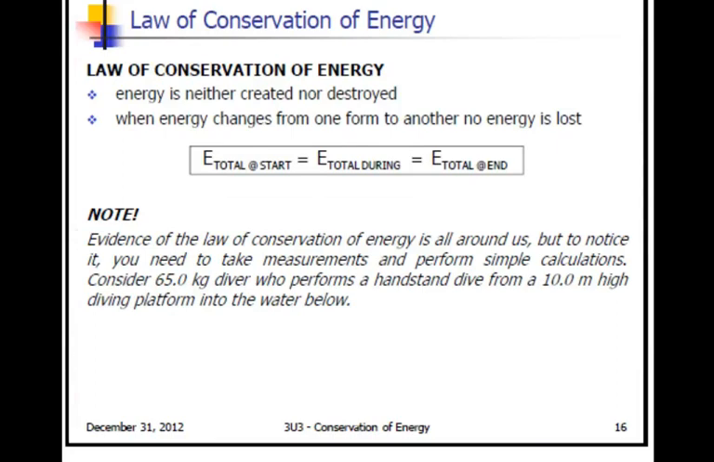And here is the law of conservation of energy written in an algebraic way. The total energy at the start is equal to the total energy during and the total energy at the end. You may also see it written as E subscript I equals E subscript F, which is initial energy equals final energy.